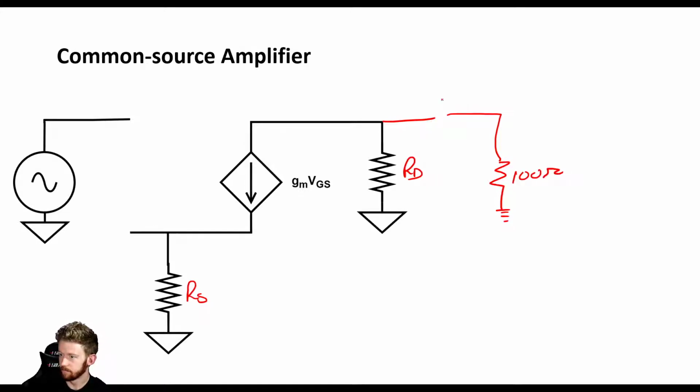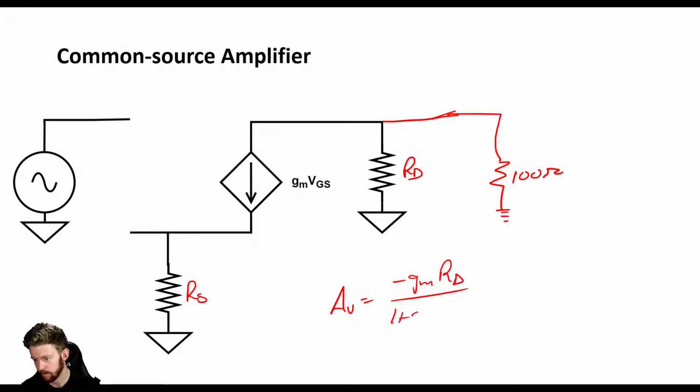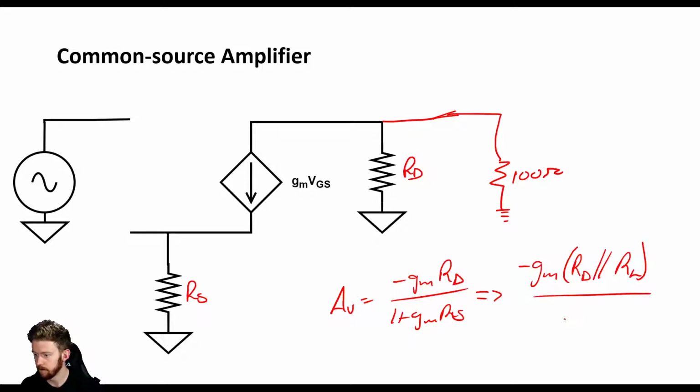here, this capacitor looks like a short circuit. In the AC world, it looks like a short circuit. So instead of having our gain equal to minus GMRD over 1 plus GMRS, this RD is going to become minus GM RD parallel with RL, so parallel with our load resistance.